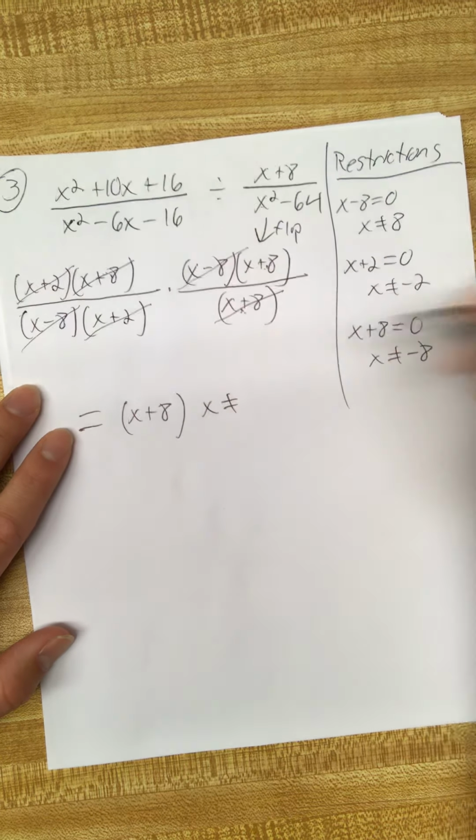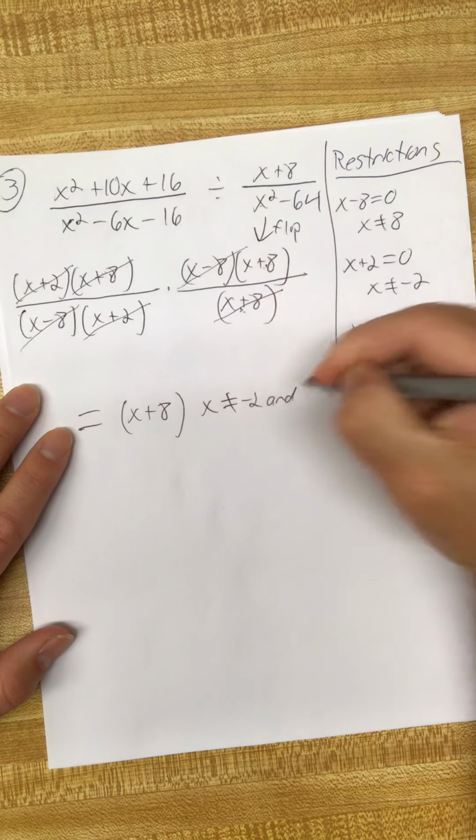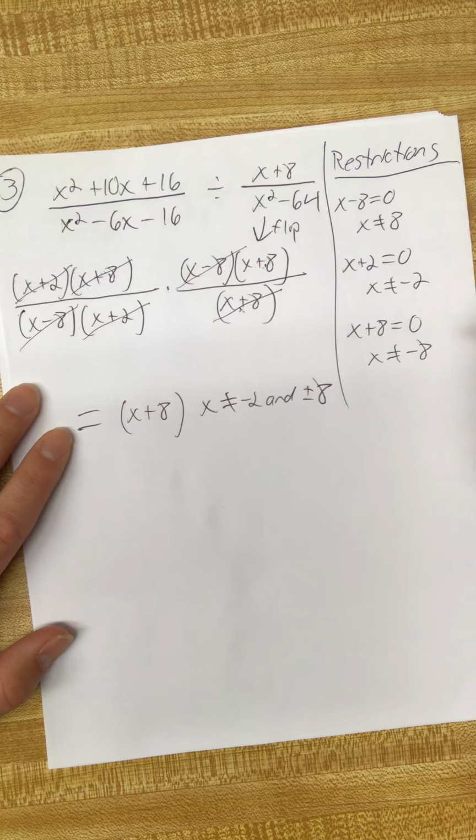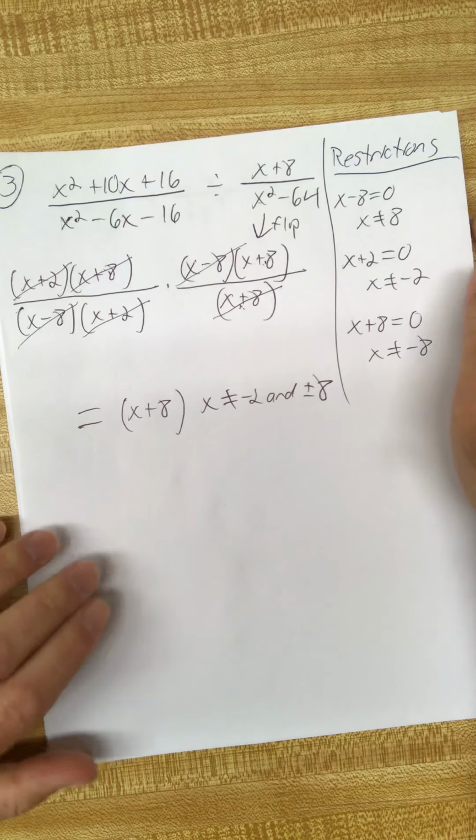And then x cannot equal negative 2 and positive and negative 8. That's your final answer. All right.